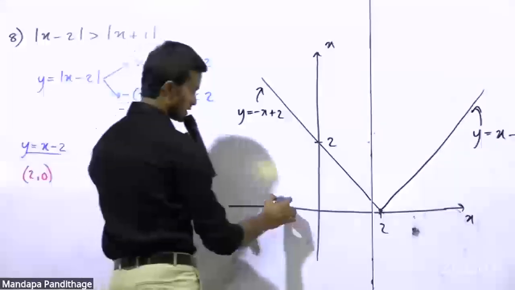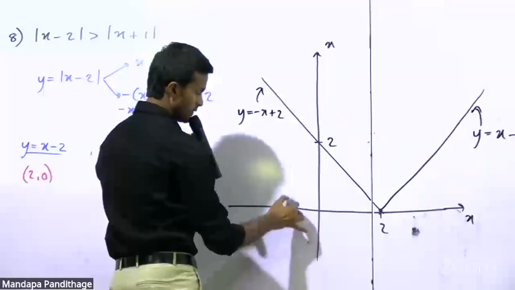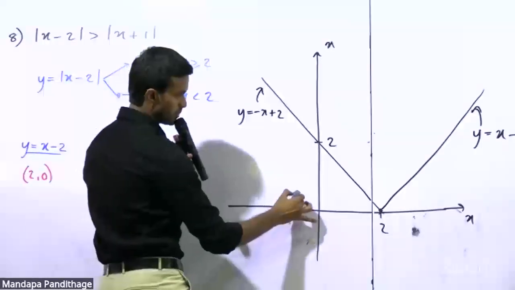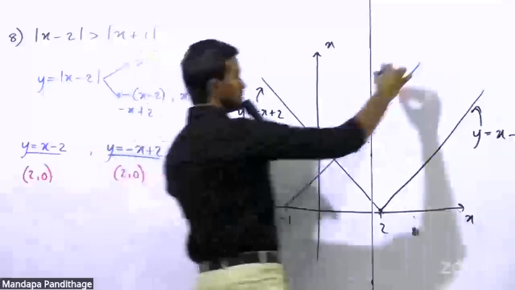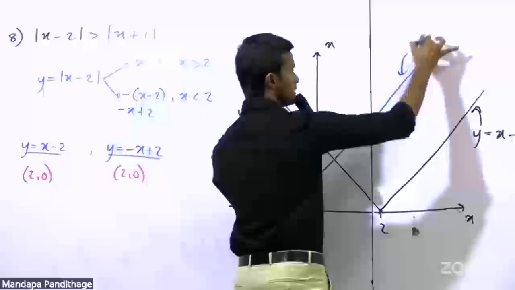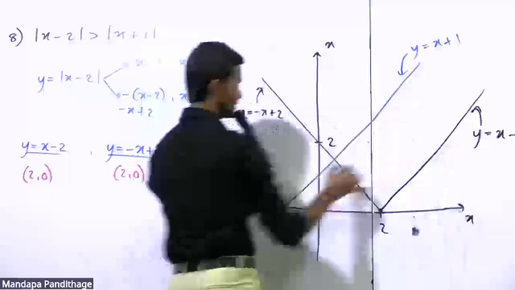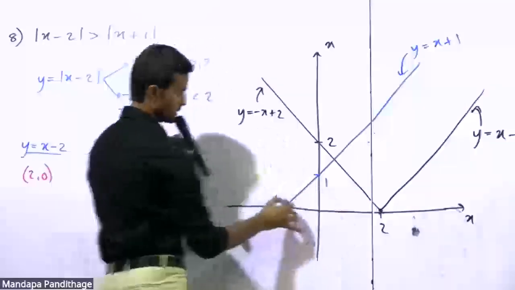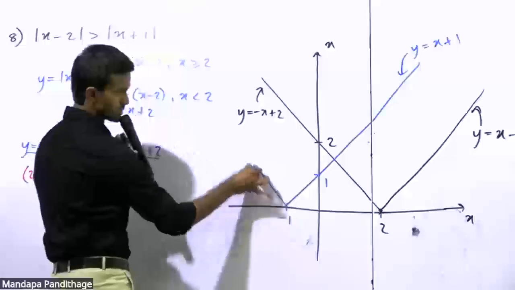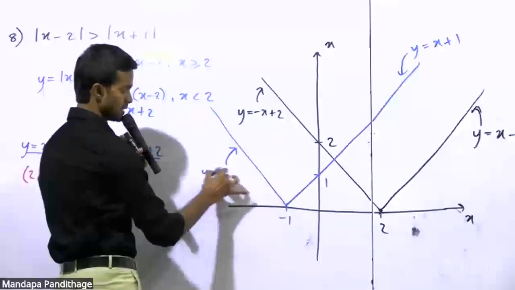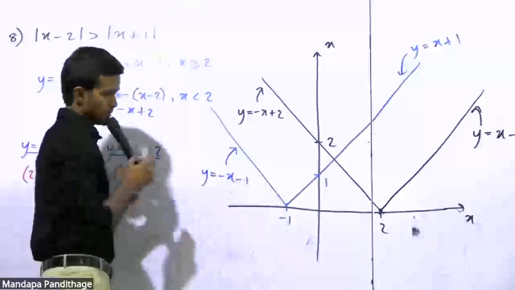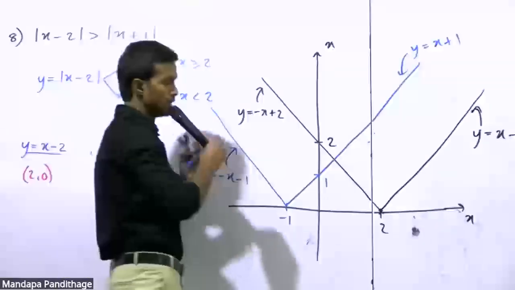It starts from minus 1, the intercept is 1, and it should go parallel to this one. It's parallel because both have the same gradient, y equals x plus 1. Both have the same gradient, and even here both have the same gradient, it's minus x minus 1. So it's clear that you got one intersection point.